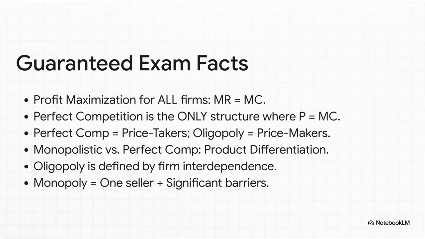Look, if you're cramming for the exam and only have time to memorize a few things, make it these points. First, every single firm, no matter the market, maximizes profit where MR equals MC. Got it? But only in perfect competition does price also equal MC. Know the difference between price takers and price makers. Remember that product differentiation is the key to monopolistic competition. And know that interdependence defines an oligopoly. And finally, a monopoly means one seller and high barriers to entry. These are your guaranteed exam winners.